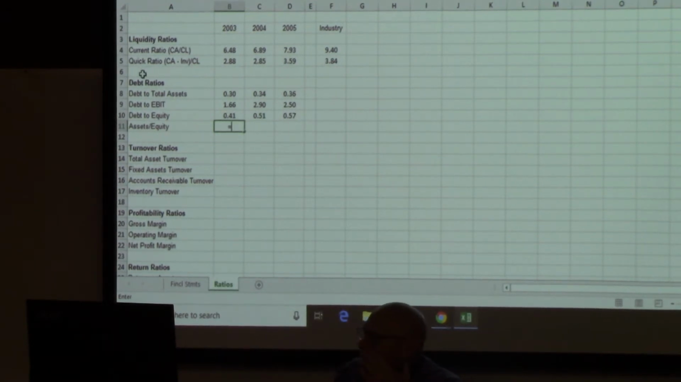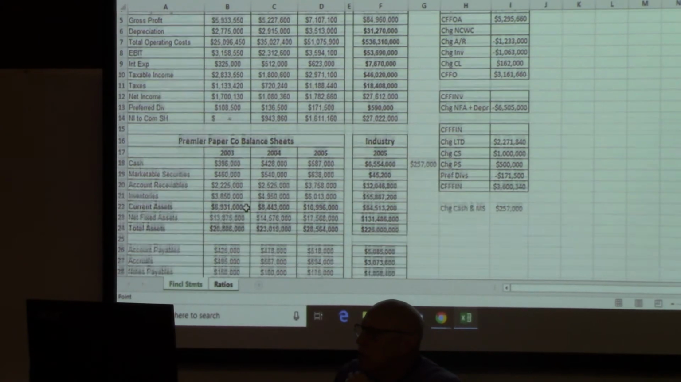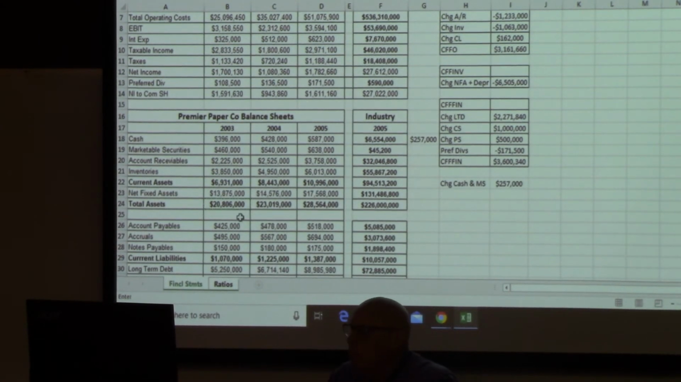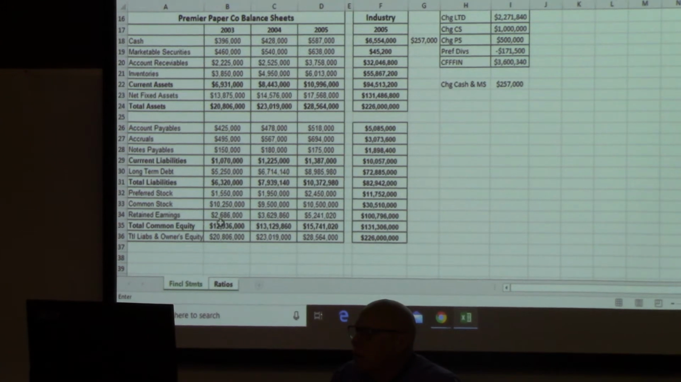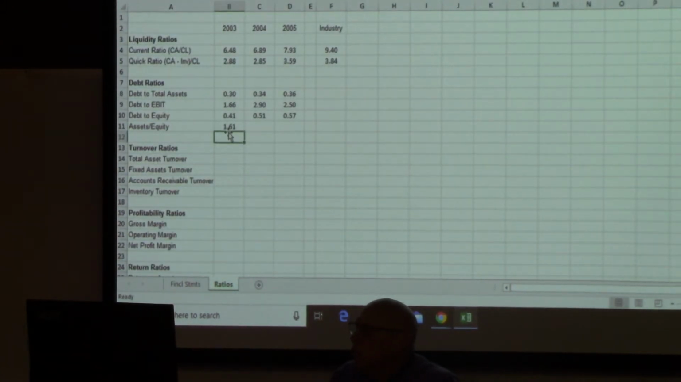And the problem with doing the industry is we only have 1 year. So let's do it like this. Let's do total assets divided by total equity. So we can be consistent with the industry. Okay.